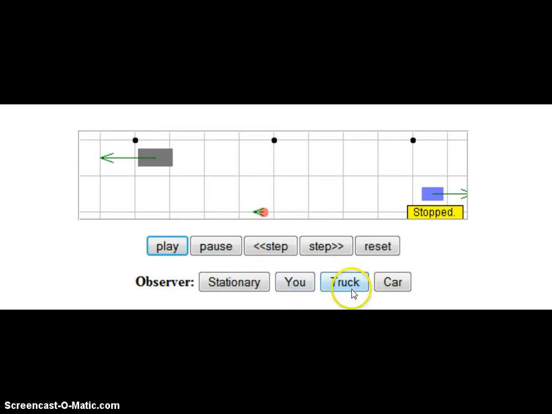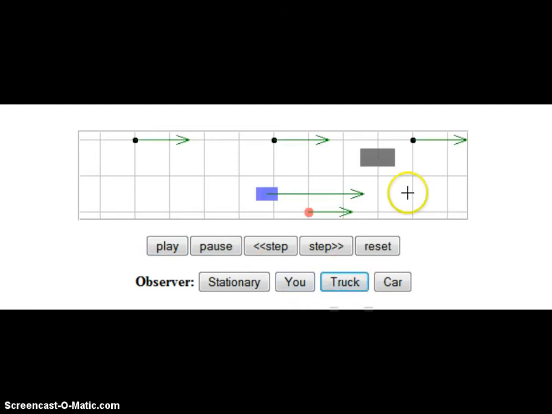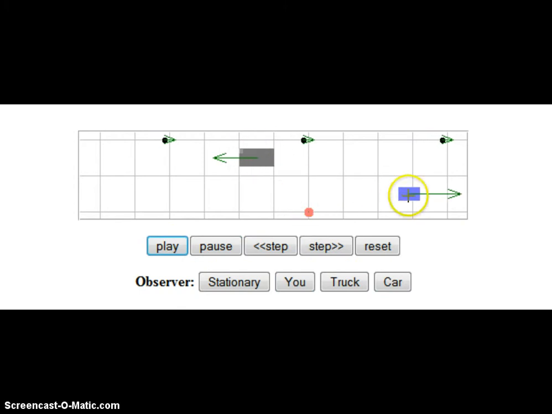Now, if you were in the truck, you're not moving if you're in the truck relative to the truck. You're still in the truck. However, you are moving relative to the observers here, relative to everyone else walking and that other car. You're here, everything else seems to be moving if you're walking by.